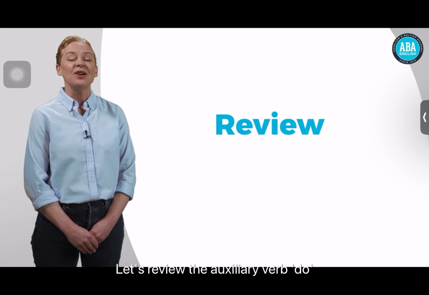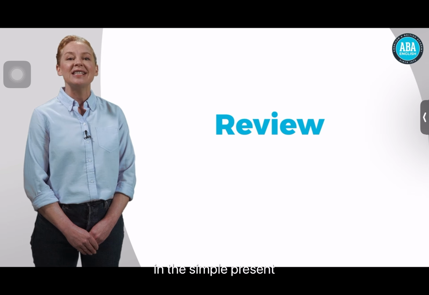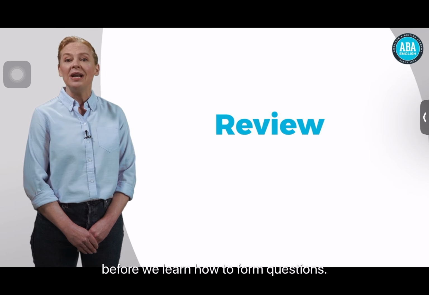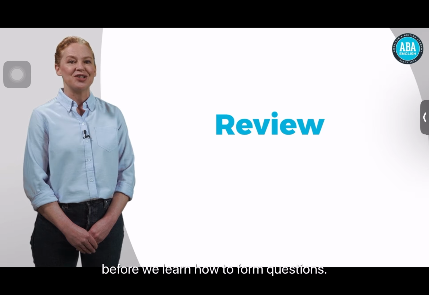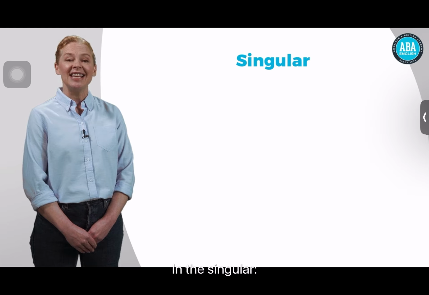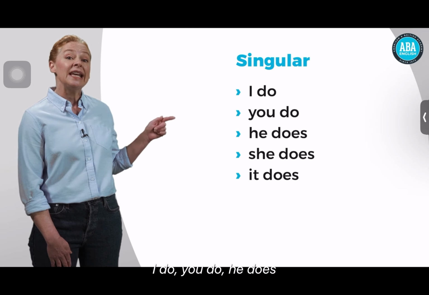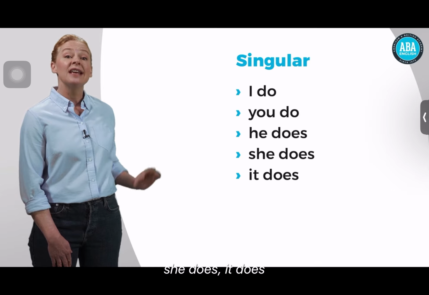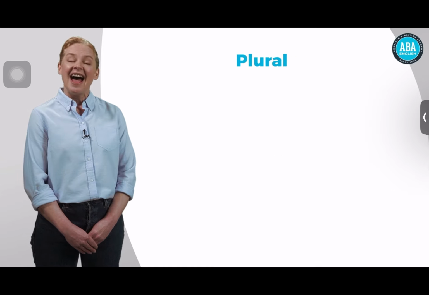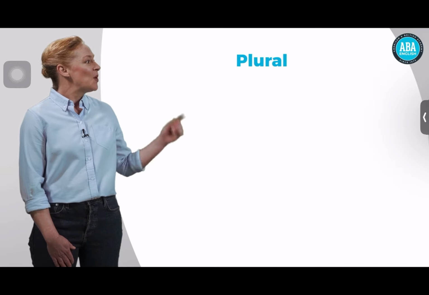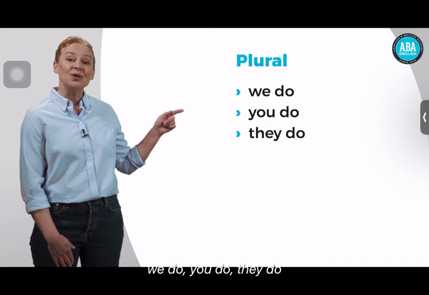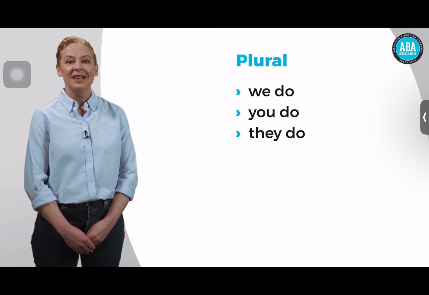Let's review the auxiliary verb do in the simple present before we learn how to form questions. In the singular: I do, you do, he does, she does, it does. And in the plural: we do, you do, they do.